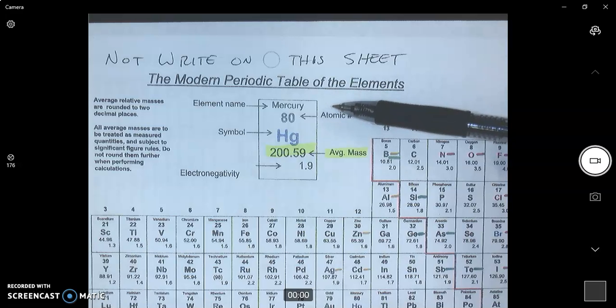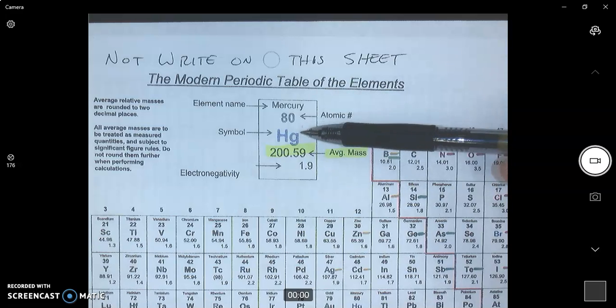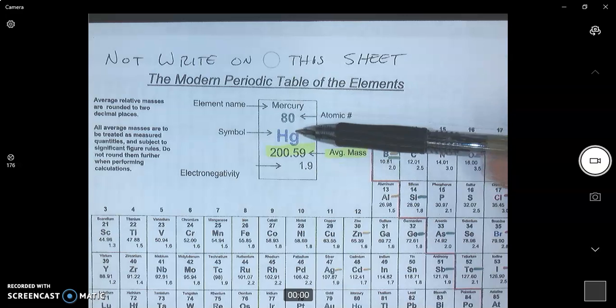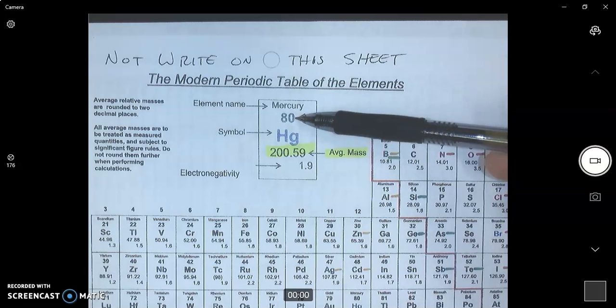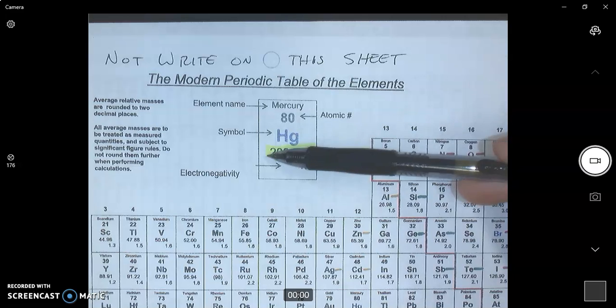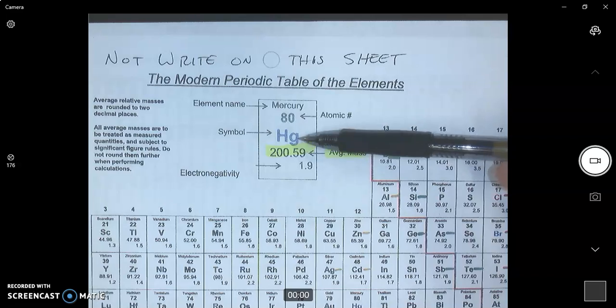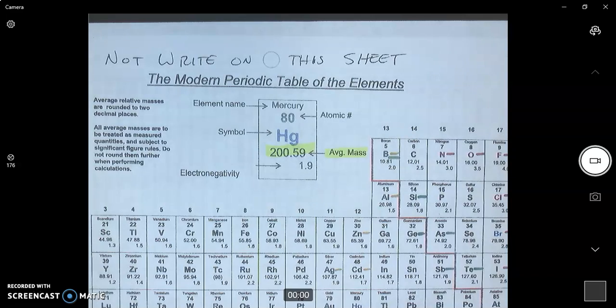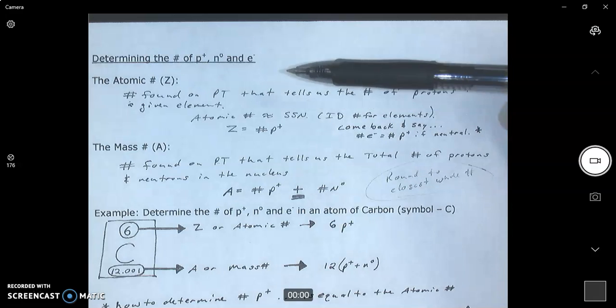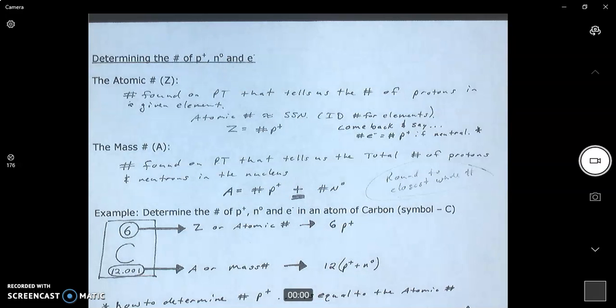And you can see here that on this table that we're using as a class, you have your element symbol, the element name. In between those, you can find the atomic number. Underneath the symbol, you'll find a digit, typically to 2 decimal places. That's your average mass. Now, what does the atomic number tell us? This came from Moseley.